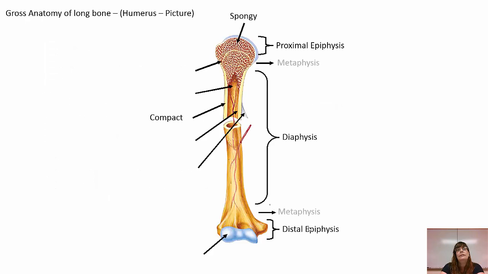So here's the humerus. You can see spongy bone in the proximal epiphysis, articular cartilage on the ends.